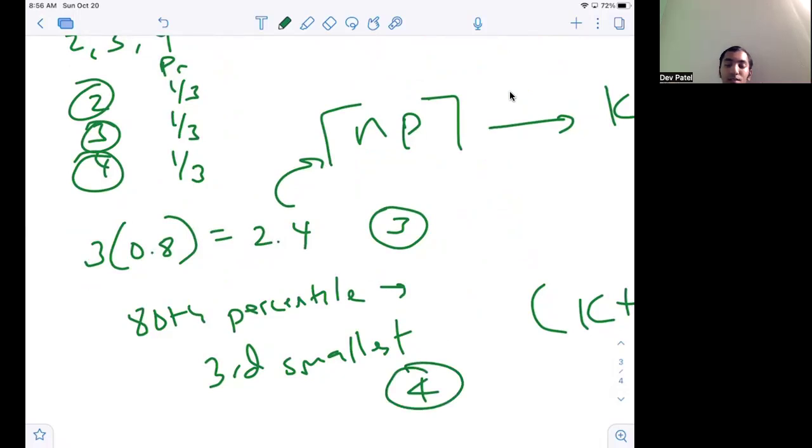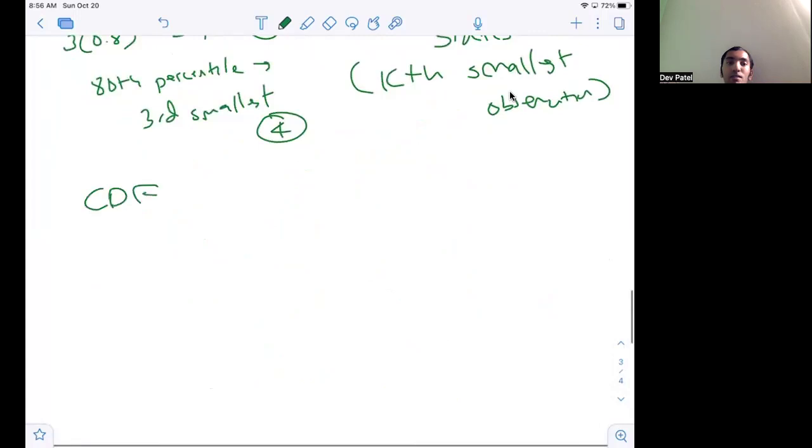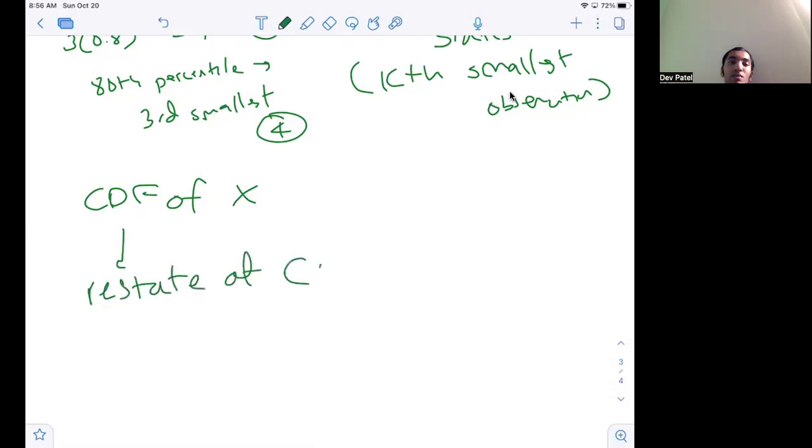Okay, so it would equal 4. And then let's talk a bit about transformation. So if we have the CDF of x, what we could do is restate the CDF of x in terms of y. And what this allows us to do, and what I'm talking about, is if the CDF of x is this, right?